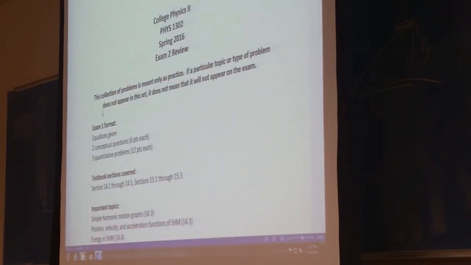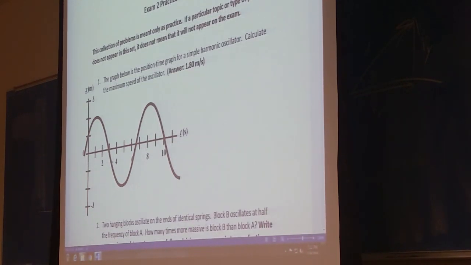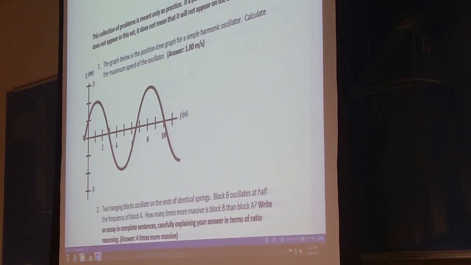And I'm going to start with conceptuals, just like I did in the lecture review. So here we have a position time graph, and we want to calculate the maximum speed of the oscillator. So based on the information that we can glean from this graph, what would be the most useful formula to use for the maximum speed? Yeah, Vmax is equal to what?